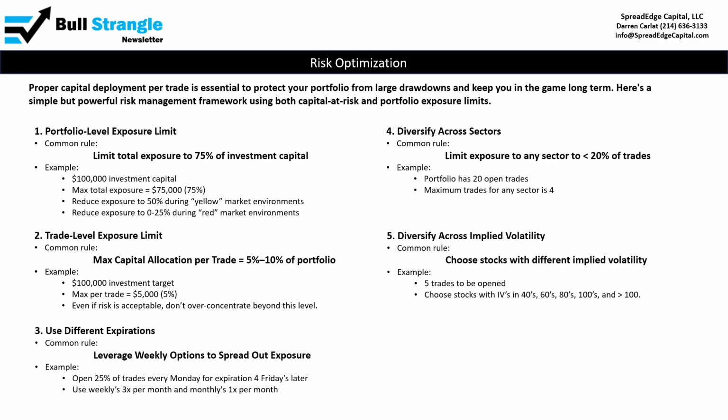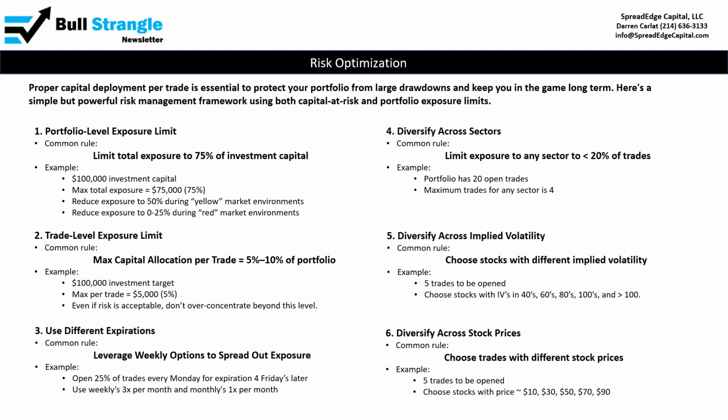And then the same thing applies for diversifying across stock prices. The rule, choose trades with different stock prices, right? Again, going across the spectrum, it's going to be different for everybody based off of your investment level, but you don't want to just load up on a bunch of $10 stocks, if you can go up to $30 and $50 as an example. Now, I'll be going through each of these decision or risk rules in more detail in the following sections.